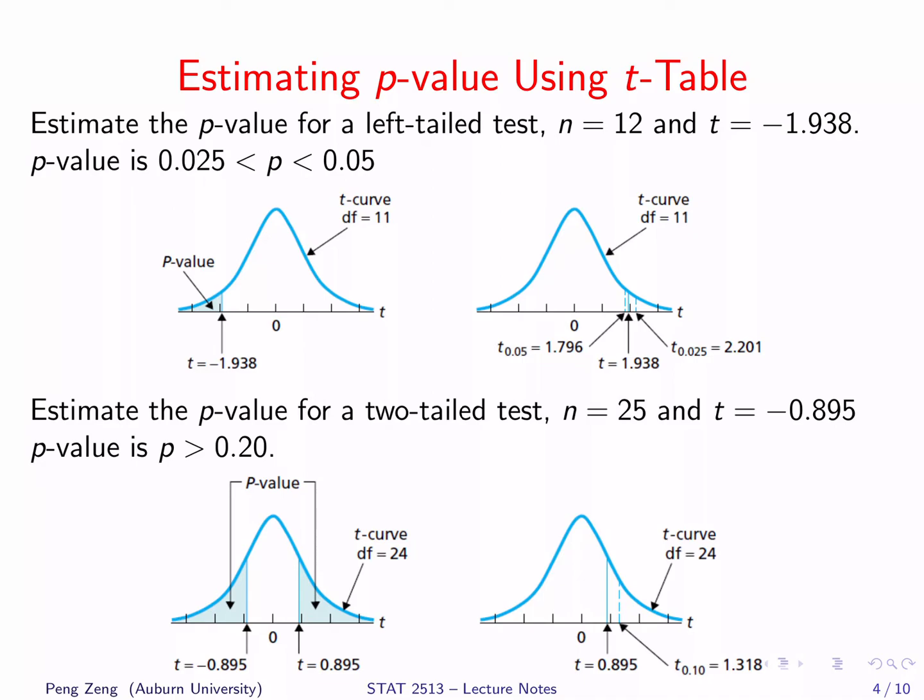If we use the t-table in the textbook, in the row corresponding to degrees of freedom equals 11, the value 1.938 is between 1.796, which is t.05, and 2.201, which is t.025. Therefore, we know that the p-value is somewhere between 0.025 and 0.05. If the significance level is 0.05, we reject H0. If the significance level is 0.01, we do not reject H0.